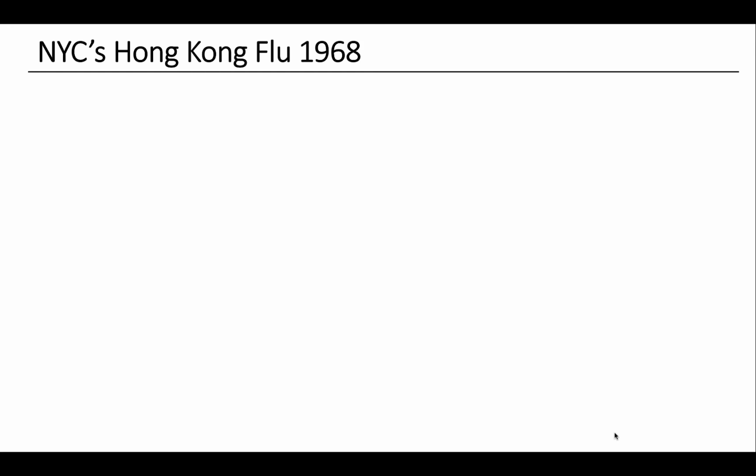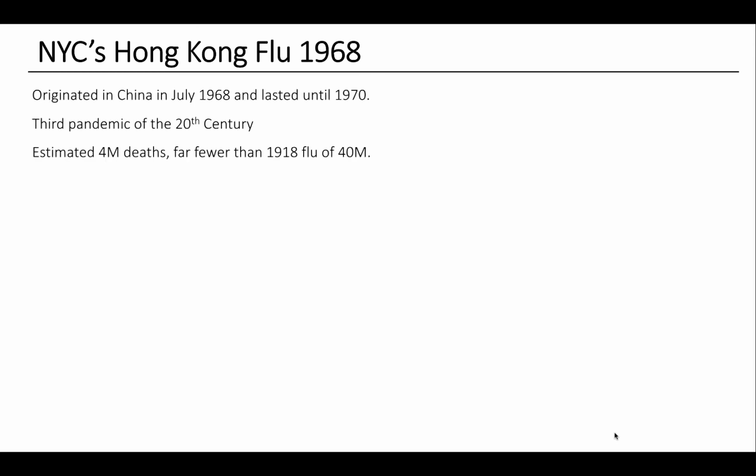Now, I'll work out an example using New York City's Hong Kong flu of 1968. What's interesting here is it originated in China in July 1968 and lasted until 1970. So I think that this is very interesting as we are looking at coronavirus. The Hong Kong flu was the third pandemic of the 20th century and had an estimated 4 million deaths, which was far fewer than the 1918 flu of 40 million deaths. So just to give you some sort of scale or benchmark.